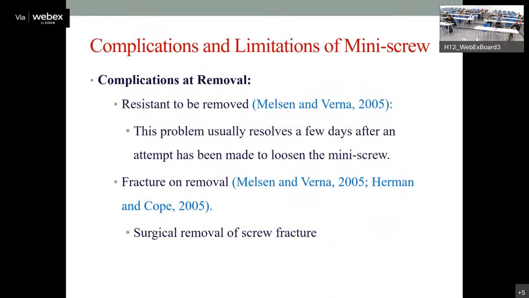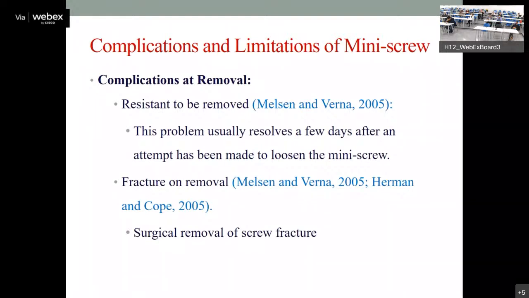Complications at removal. Sometimes when you are trying to remove your microscrew, you will find that the microscrew resists the removal. In this situation, don't try to remove it at this appointment. Just leave it for a few days, according to Milson and Werner. Just leave it for a few days, and when you retry later after a few days, you will find that the screw will be removed easily.